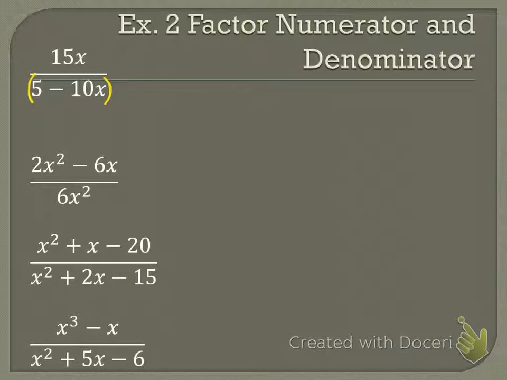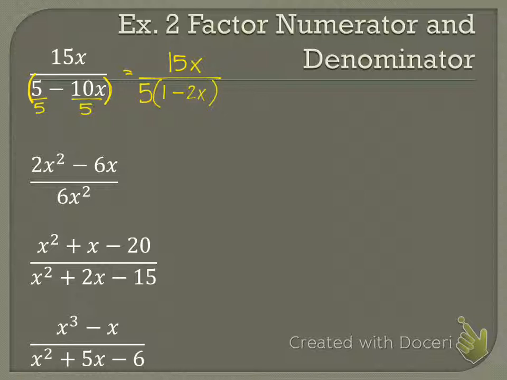Does this 5 disappear? No. Where does the 5 go? In front of the parentheses. Very good. And then what am I going to do to everything in the parentheses? Divide by 5. 5 divided by 5 is 1. 10x divided by 5 is 2x. Well, yeah, negative 2x. So there we go. Now I've still got a family, right? 1 minus 2x. But I've pulled something outside of the family, so now I can reduce this fraction.